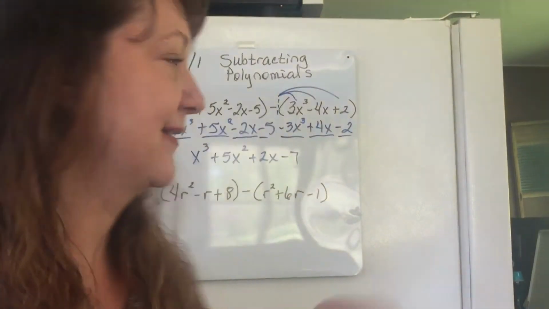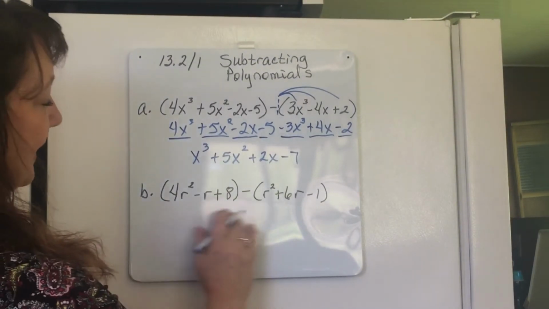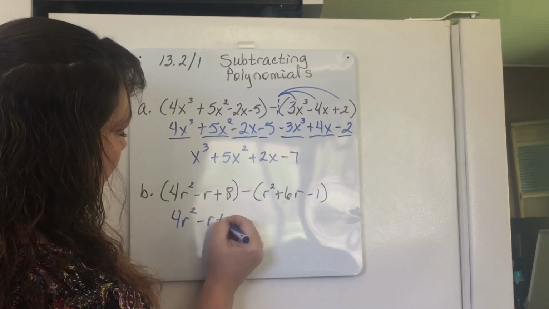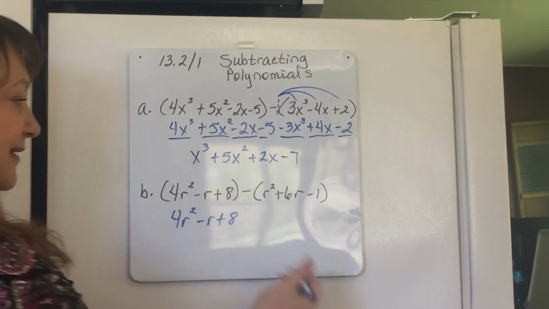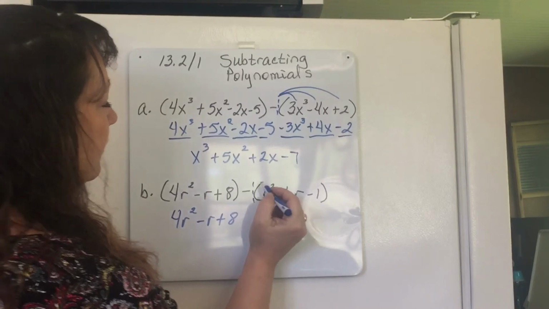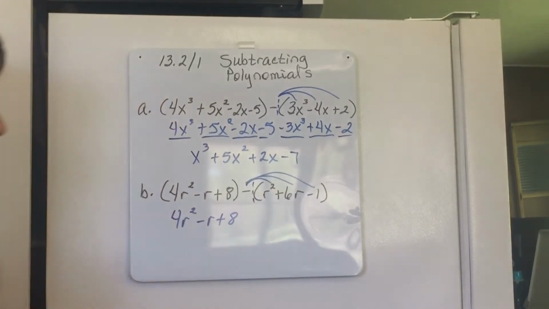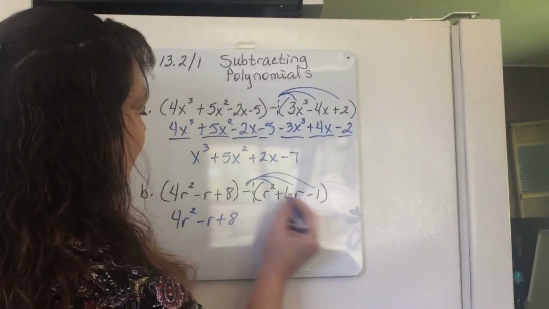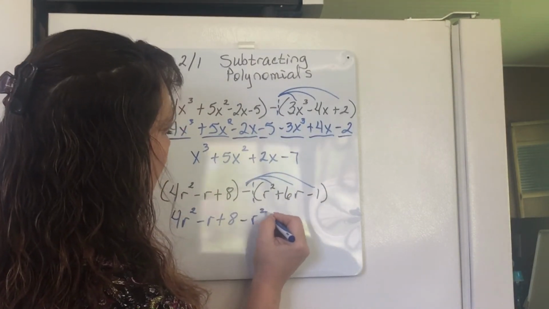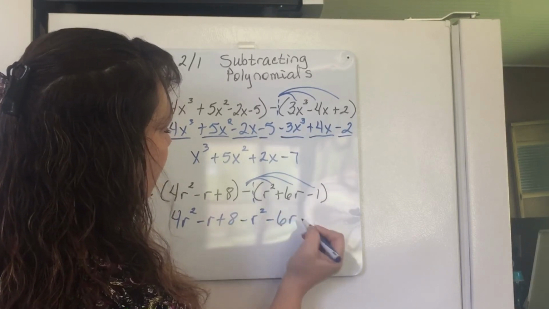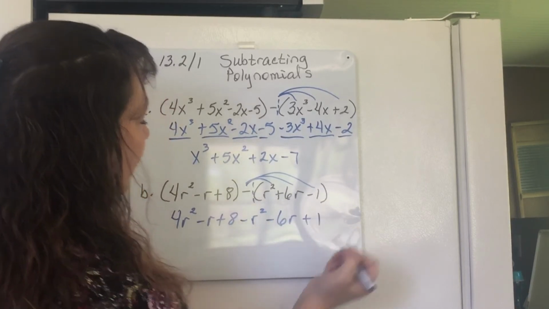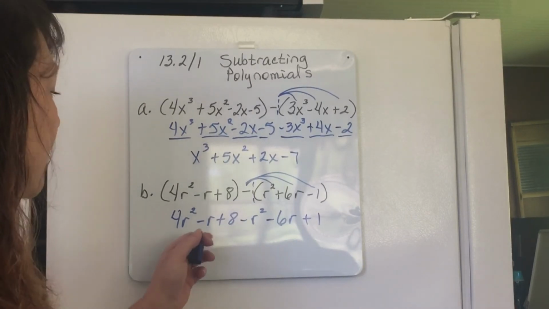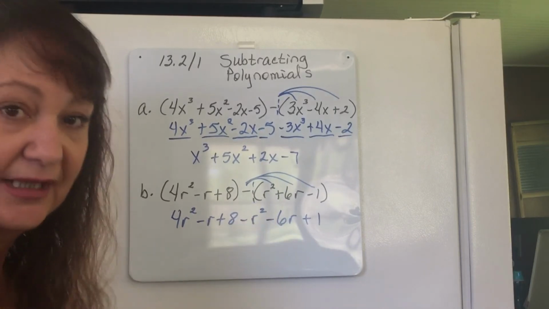All right, let's go on to the next one then. So here, same thing, I'm just going to copy down the first one because I didn't change anything. But I have this minus sign, so I'm going to distribute this -1, which makes everything in here the opposite. So that makes that a -r squared, a -6r, and a positive 1. So I'm going to go ahead and start combining like terms, starting with the highest exponent.